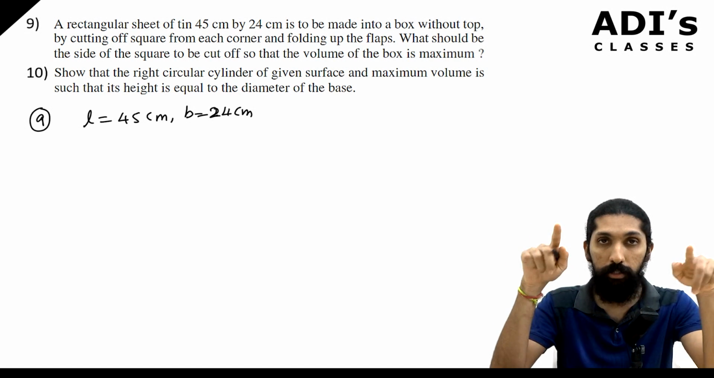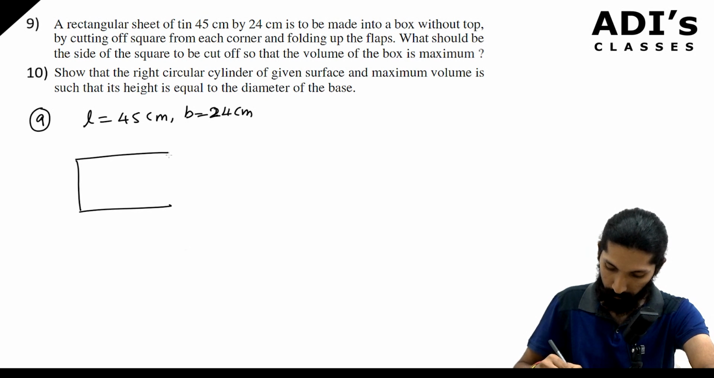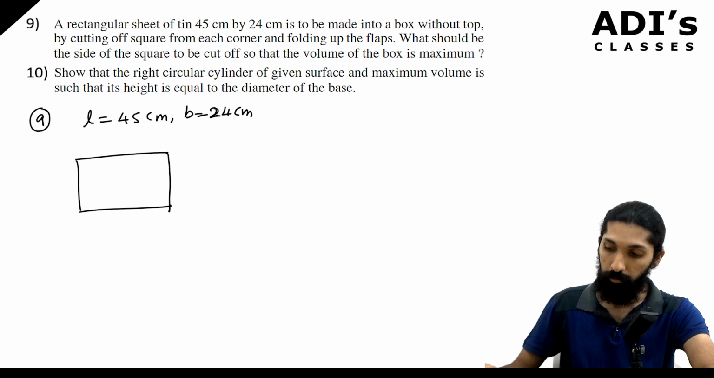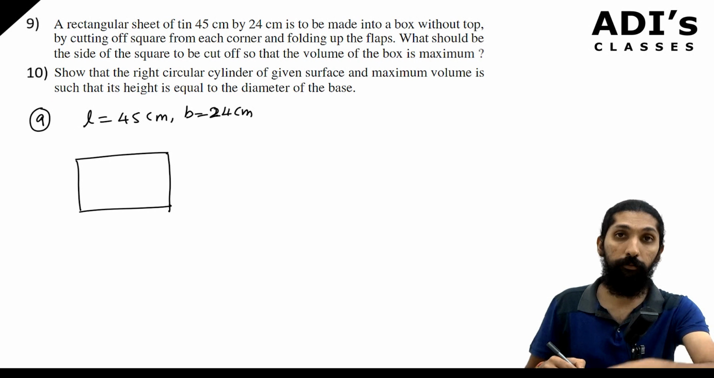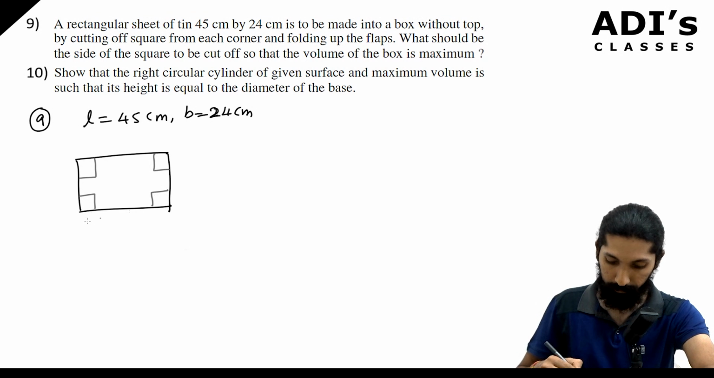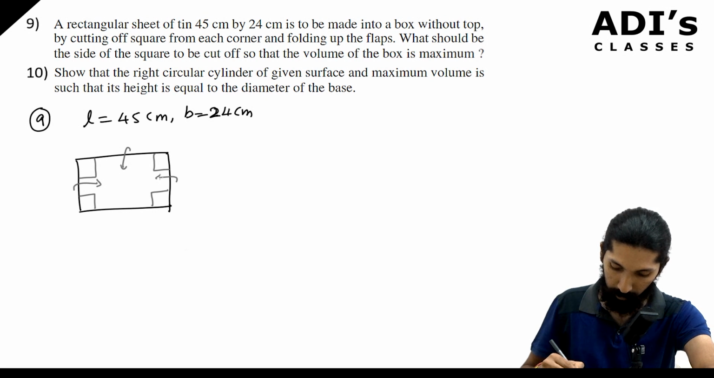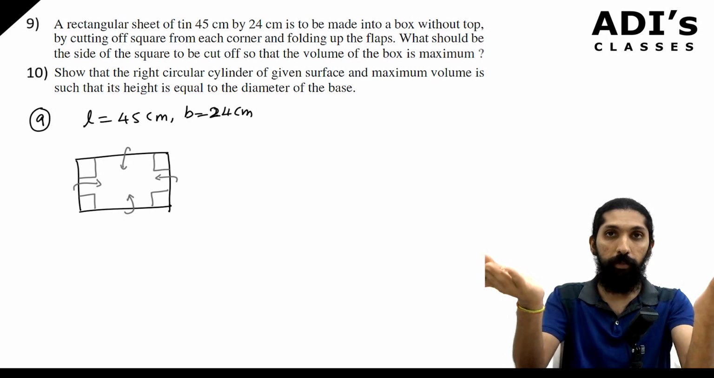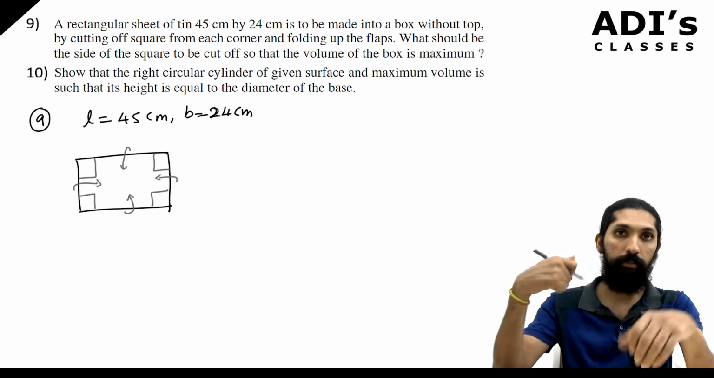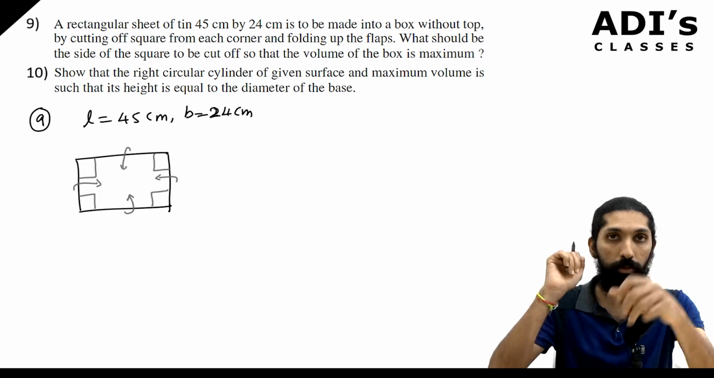Basically what they're telling is, you have a rectangular tin sheet, correct? Now, you're cutting off a square from each corner, one square, one square, one square and one square, and then you're going to flip this one, flip this one, flip this one and flip this one. So basically it's like this and like this, correct? So that is becoming a box which is open on the top.